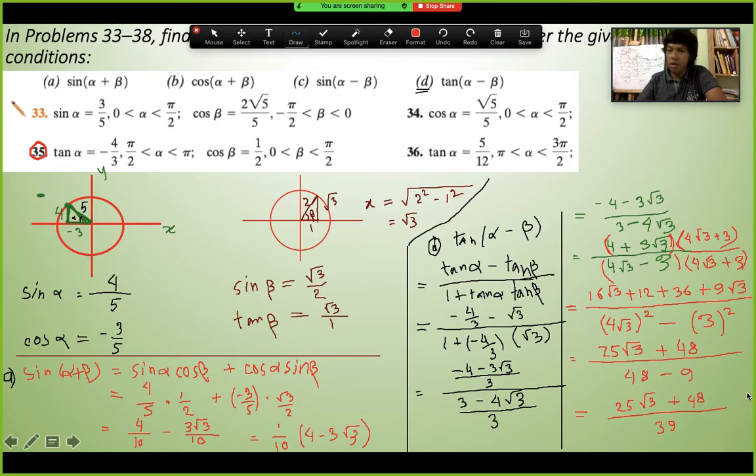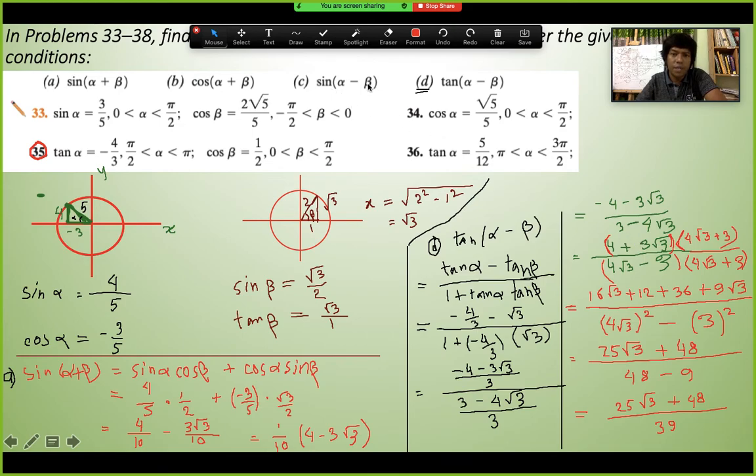And I think that's all about this math. We cannot do anything else. There is no other way that we can make it simpler. We cannot simplify it any more. So that's the solution for this tan of alpha minus beta part. And all these things we have done from here. Everything that we have done is just to rationalize the denominator.